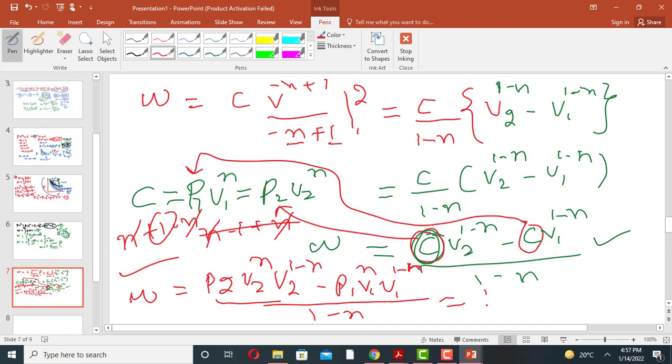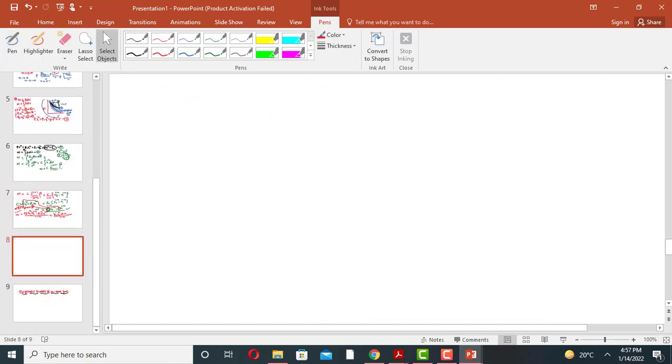So (P2 V2 − P1 V1) divided by 1 − n is called the polytropic work. So the polytropic work is nothing but (P2 V2 − P1 V1) divided by 1 − n.